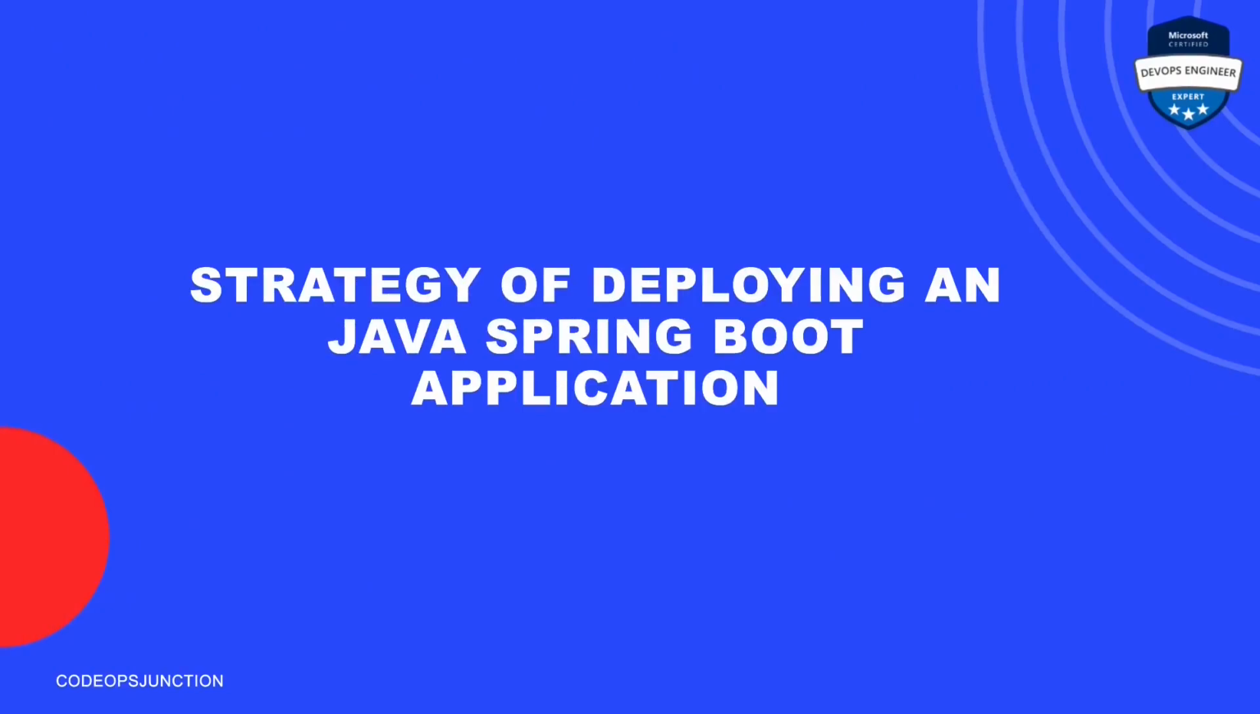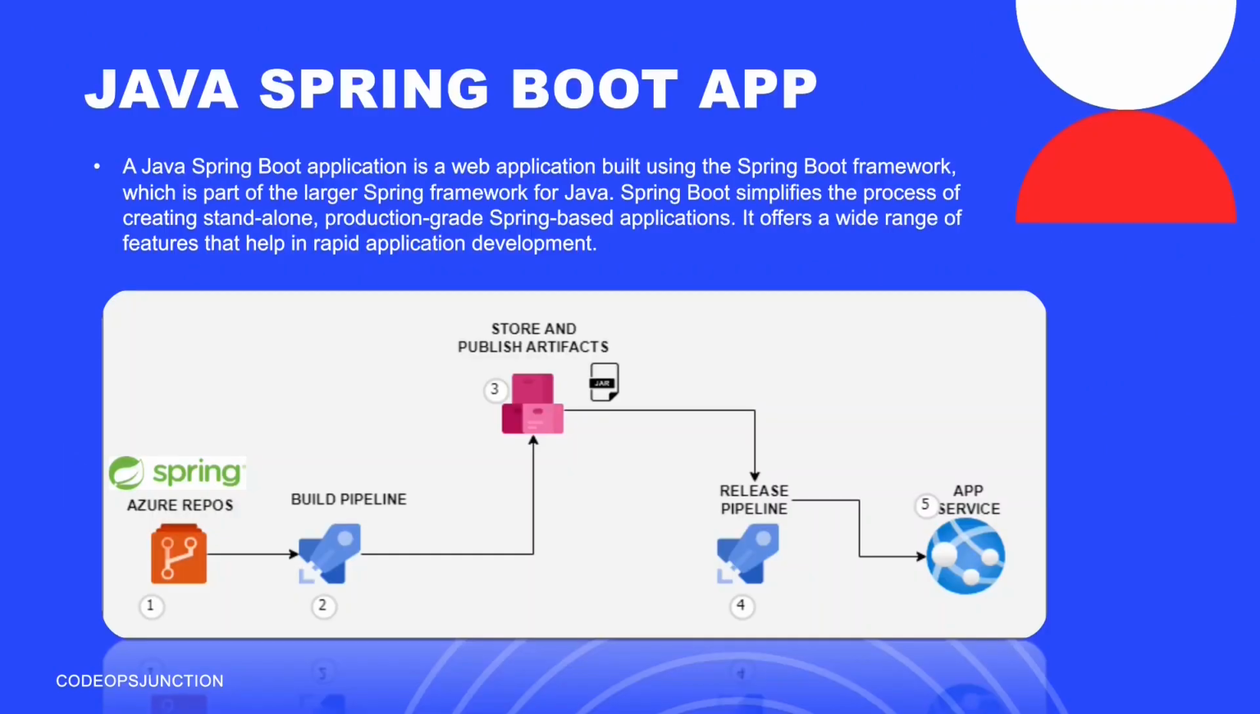Strategy of deploying a Java Spring Boot application. A Java Spring Boot application is a web application built using the Spring Boot framework, which is a part of the larger Spring framework for Java. Spring Boot simplifies the process of creating standalone, production-grade, Spring-based applications. It offers a wide range of features that help in rapid application development. So this was the definition of a Java Spring Boot app.